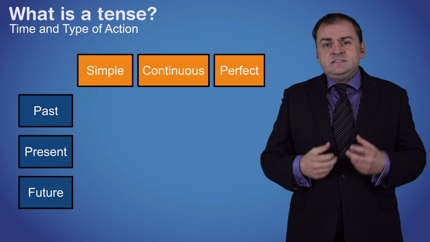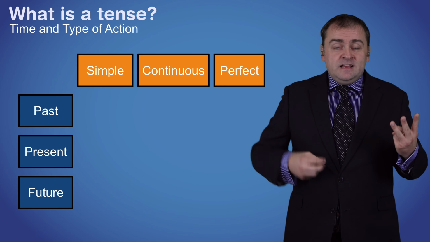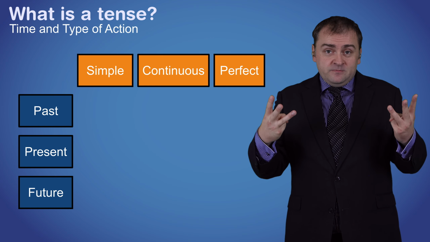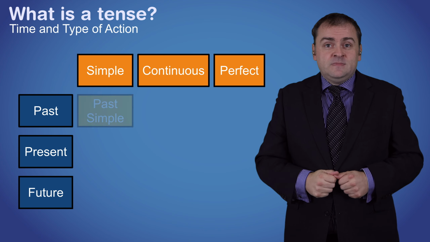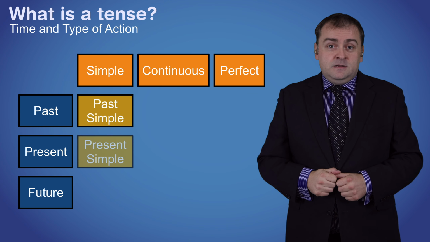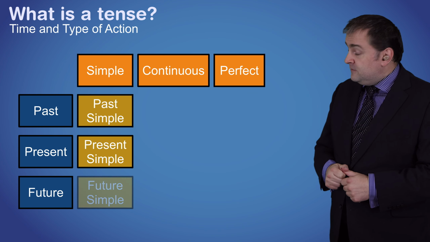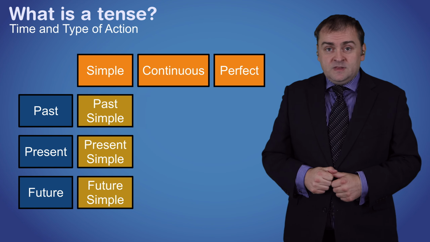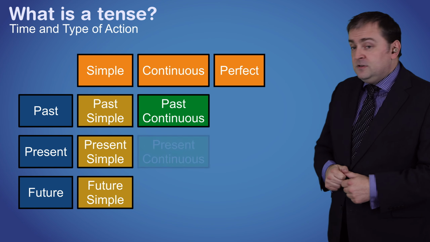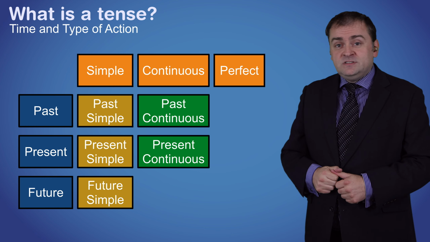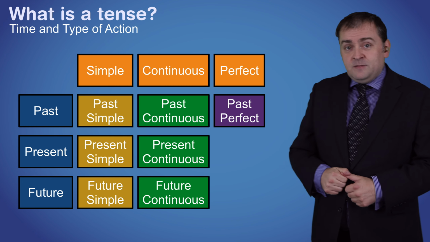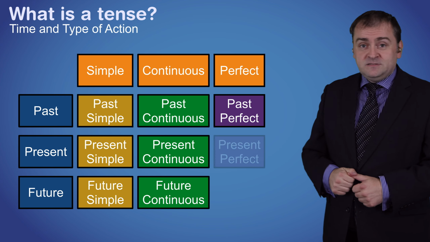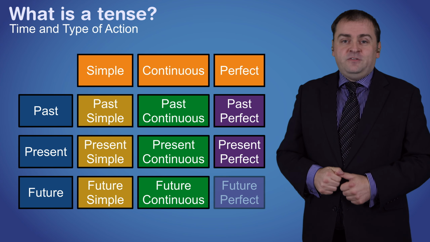So with these 3 times of action and these 3 types of action, we can make the 9 main tenses: past simple, present simple, future simple, past continuous, present continuous, and future continuous, past perfect, present perfect, and future perfect.